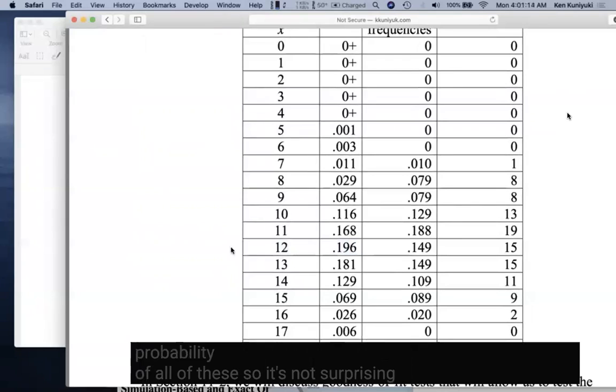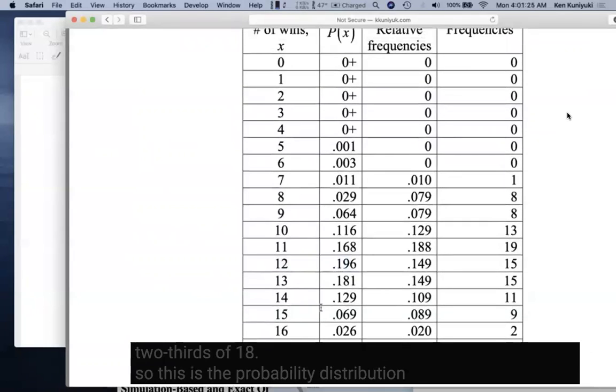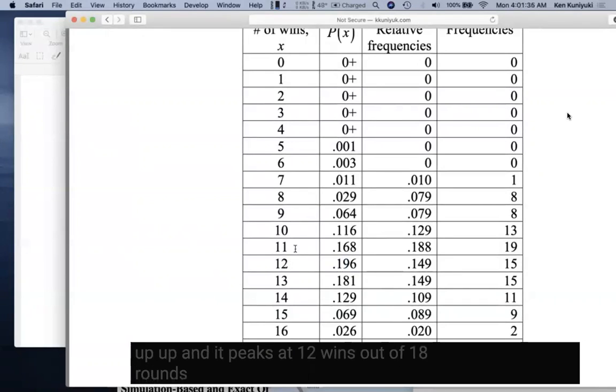So it's not surprising that 12 is the most likely number because 2/3 is the success probability. 12 is 2/3 of 18. So this is the probability distribution for X, the number of wins out of 18 rounds. It's almost 0 over here. Then it goes up, up, up, and it peaks at 12 wins out of 18 rounds, then down, down, down, and it's very unlikely that you win the car all the time. Of course, these probabilities add up to 1, give or take rounding error.